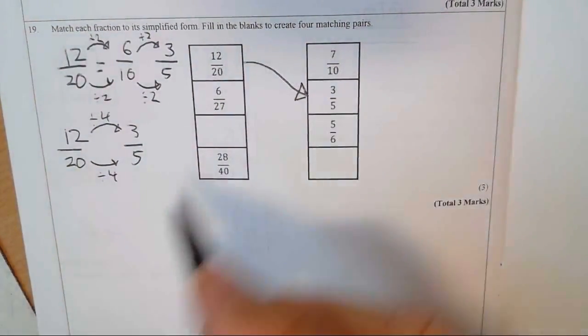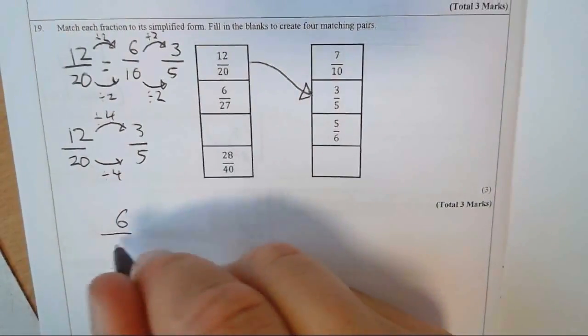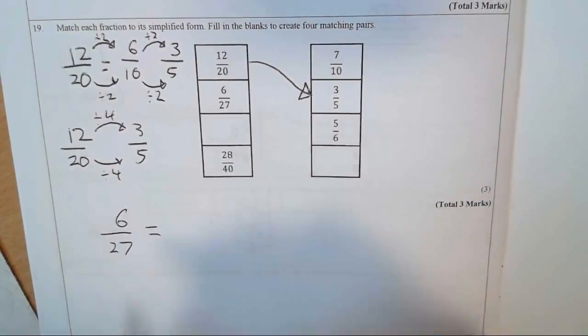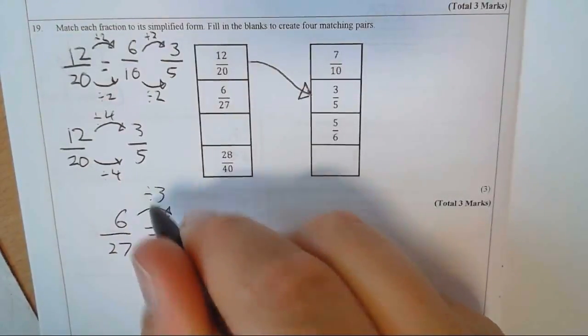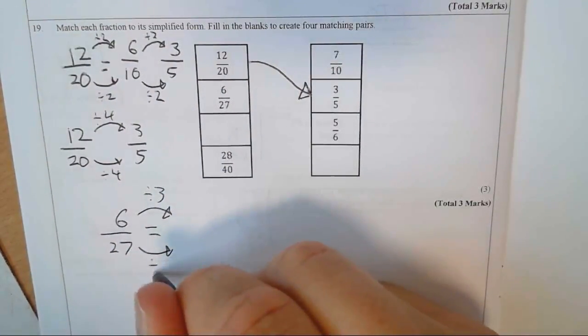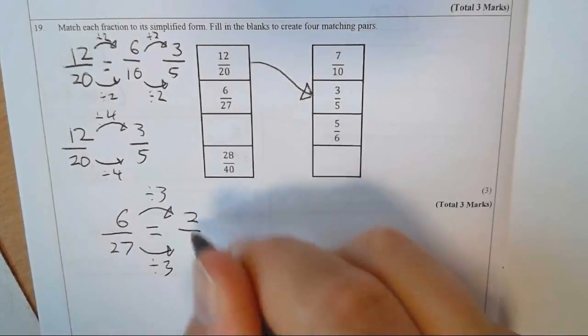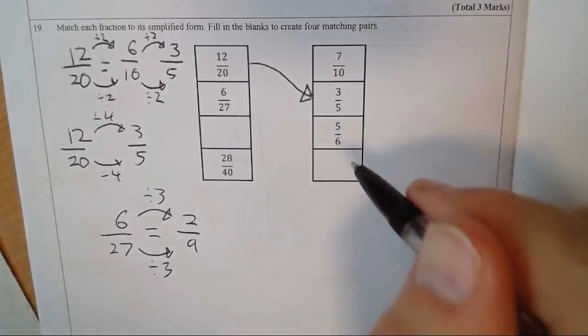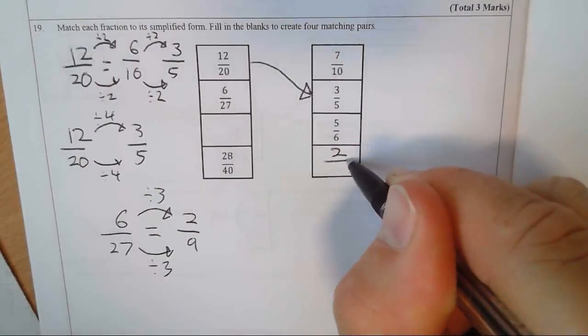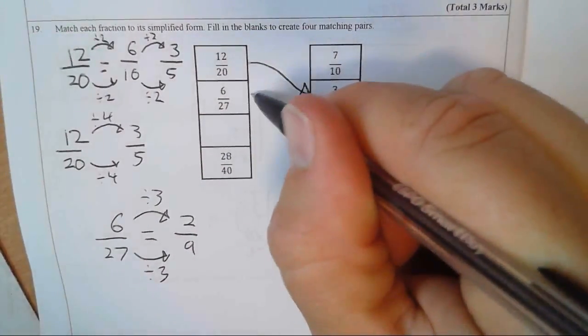Then I'll take the next one down here, 6 out of 27. And I need to think, what goes into both of those? Well, use my times table facts. I can divide them both not by 2, but I can divide them both by 3. That gives me 2/9. Is 2/9 there? No, it's not. So it must be the missing one. This must be 2/9.